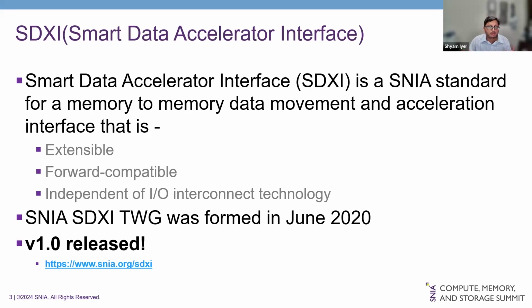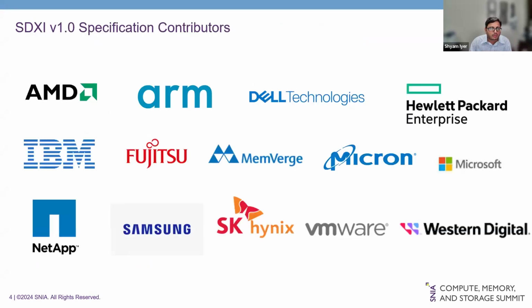It was formed in June 2020. We have over 25 member companies and 100 individual members, and to its credit, we have already released version 1.0 of the specification. These are the companies that contributed to the specification. They include OEM vendors, CPU vendors, accelerator vendors, storage vendors, and OS vendors. And we continue to attract new membership to this work group.